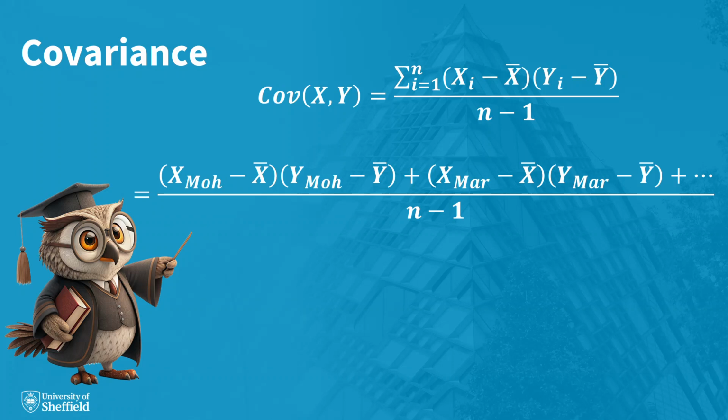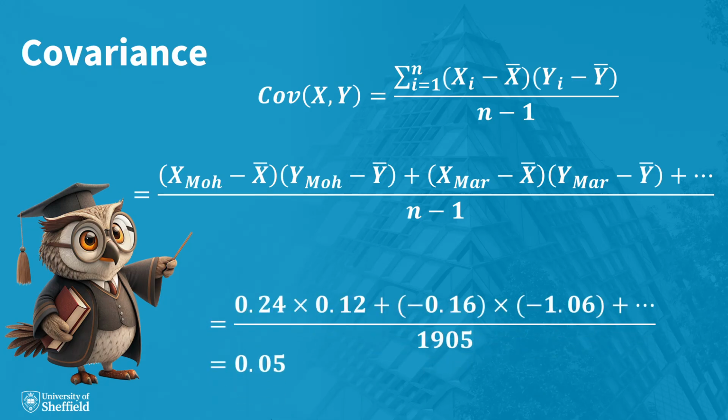So for each child in the sample, we multiply x minus x bar by y minus y bar. For Mohammed, this is 0.24 times 0.12, and for Mariam, this is minus 0.16 times minus 1.06. Again, we add up all these products together and divide by n minus 1.